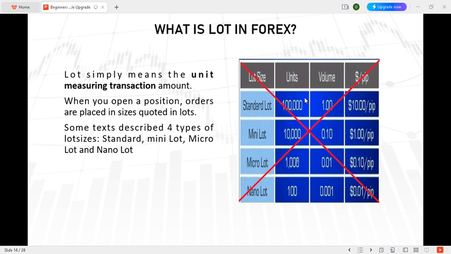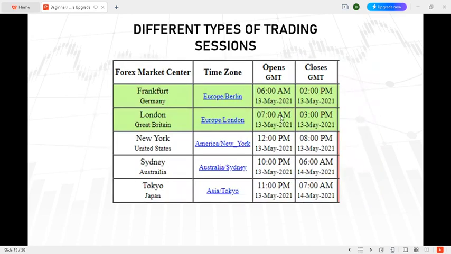All right. So it is important that we are able to effectively manage the lot size we are to use per trade, so we do not blow all the money we have in our account. In the intermediate class, you will be taught how to determine or decide your lot size. Now that takes us to the next conversation, which is session.